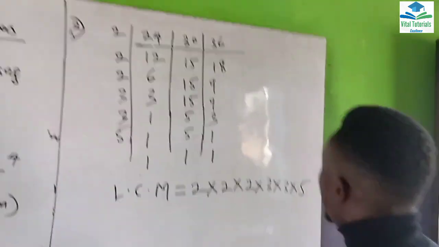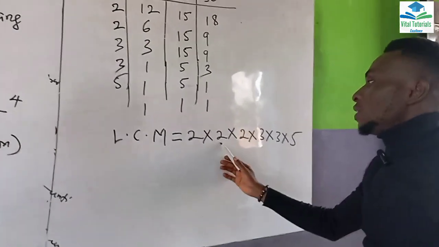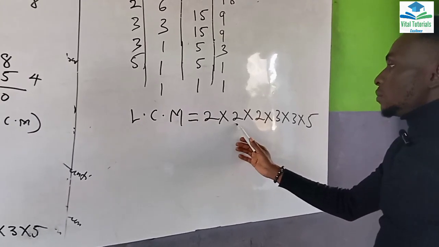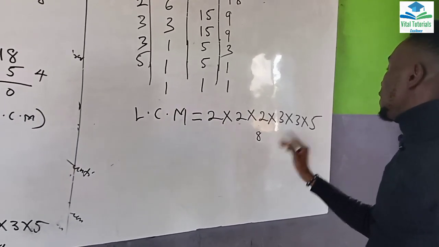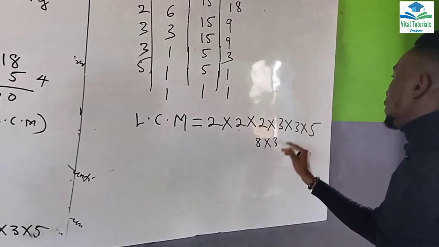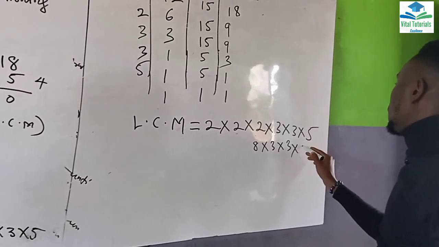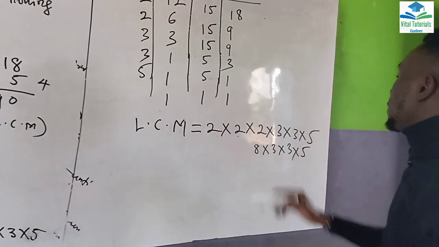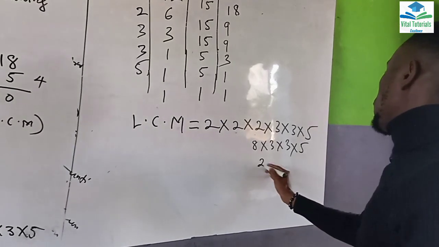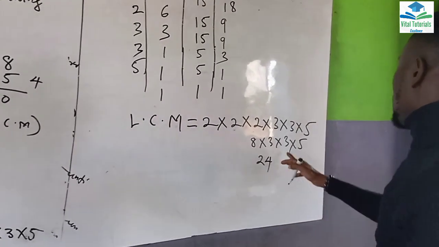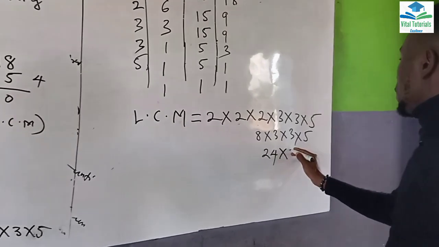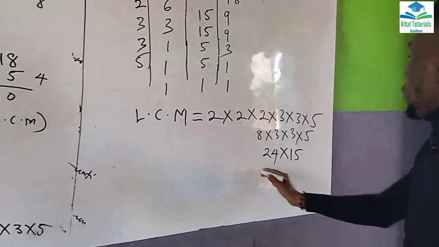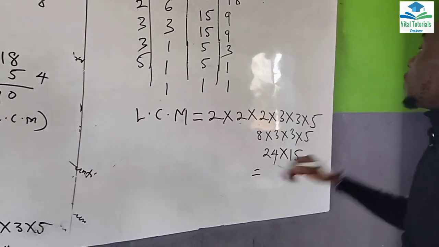Therefore, the LCM with 2 times 2 is 4, times 2 is 8. You are looking for 8 times 3 times 3 times 5. 8 times 3 is 24. Yes? While 3 times this 5 is what? Is 15. Therefore, if you can multiply 24 times 15, that will give us our LCM.